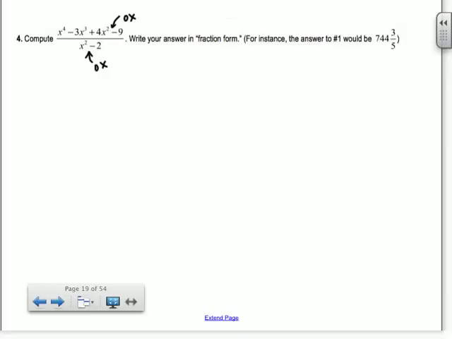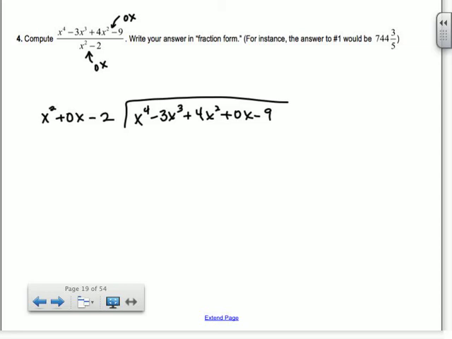Okay, so I have x to the fourth minus 3x cubed plus 4x squared plus 0x minus 9 over x squared plus 0x minus 2. Okay, so you say, what do you multiply x squared by in order to get x to the fourth? Okay, so you need an x squared. You take that x squared and you multiply by everything in the divisor. So x squared times x squared is x to the fourth. X squared times 0x is 0x cubed. X squared times negative 2 is negative 2x squared. Draw the line, change the signs.